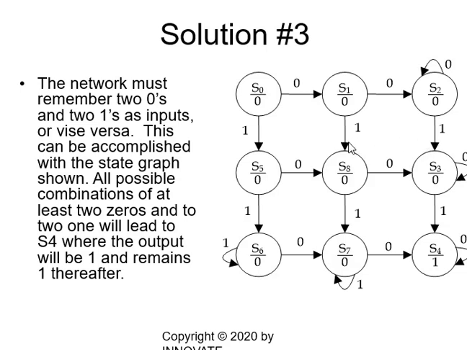So any way that you look at the network will verify the condition. The network will remember at least 2 zeros and 2 1s as inputs, or vice versa, and the output will be 1 and remains 1. This will be the conclusion for solution number 3 for the design problem number 3.